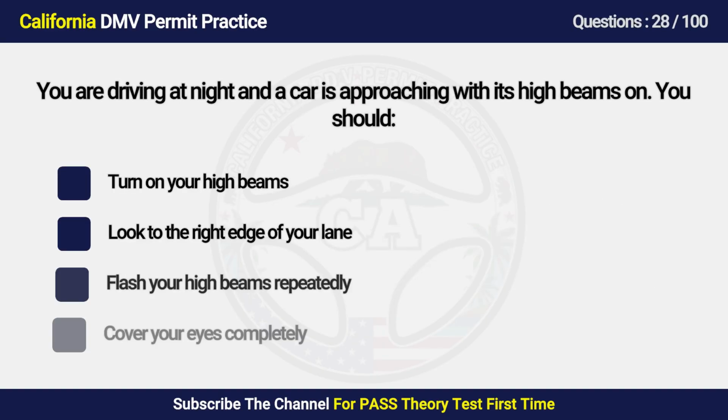Question 28. You are driving at night and a car is approaching with its high beams on. You should: A. Turn on your high beams. B. Look to the right edge of your lane. C. Flash your high beams repeatedly. D. Cover your eyes completely.